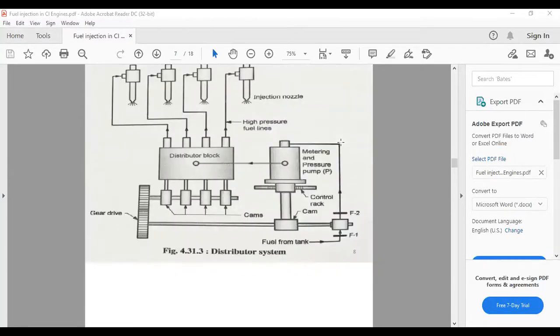In the distributor system, a common distributor is there for all the four cylinders. Instead of a common rail, a common distributor is there for all the four pumps. Through the distributor, the fuel is supplied into the cylinders. There are the fuel injectors. The nozzle is at the end of the system.